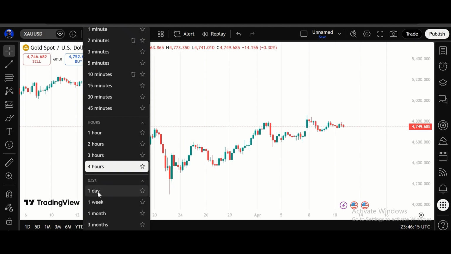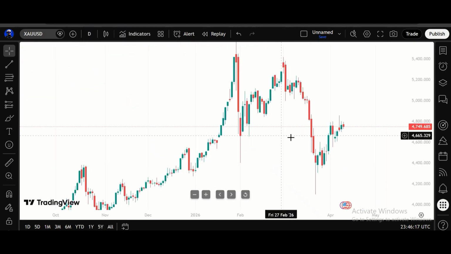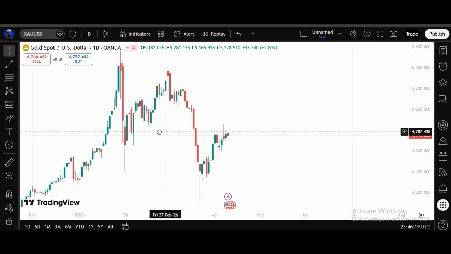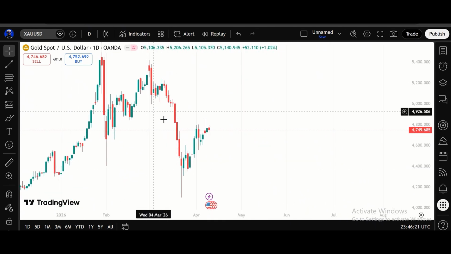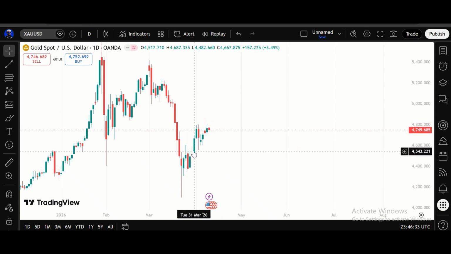So now let's look at this. This is gold on the daily time frame. What this means is that each of these candlesticks here represents 1 day. Very important. Each of these candlesticks represents 24 hours, which is 1 day. So it took 24 hours for this candlestick to form, and it took 24 hours for this candlestick to form. It took 24 hours for each of these candlesticks to form.